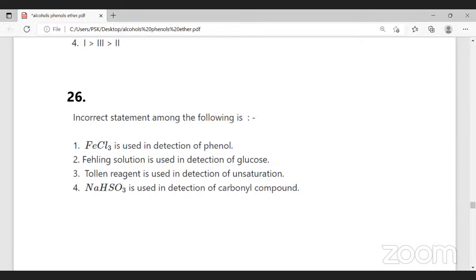Tollens reagent is used in the detection of unsaturation? Tollens reagent is used in the detection of aldehydes, not unsaturation. Therefore, this is the wrong option. And sodium bisulfite is used in the detection of carbonyl compounds. This also is true. So therefore, the incorrect statement among the following is the third option: Tollens reagent is used in the detection of unsaturation.